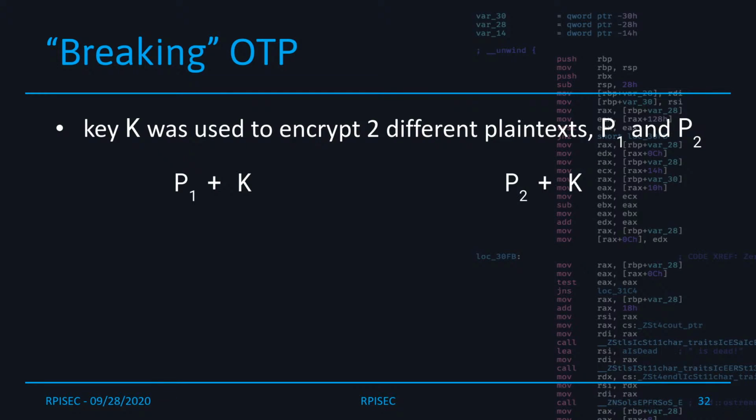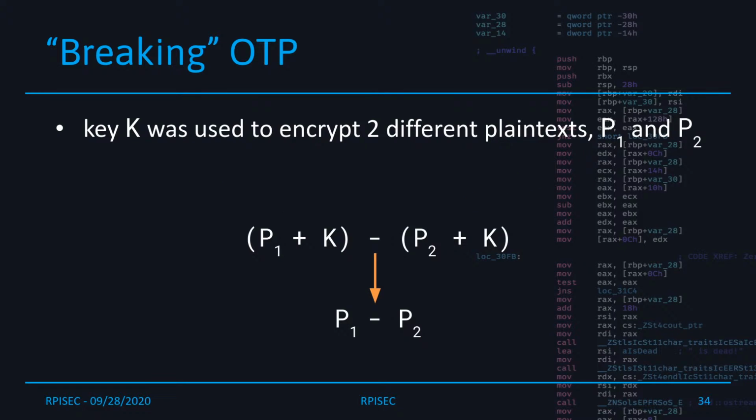then we will have 2 ciphertexts, P1 plus K and P2 plus K. So if an attacker has these 2 values, then they can simply take the difference of C1 and C2, the 2 ciphertexts, and the K's in this case will cancel out and we'll end up with the difference of P1 and P2.